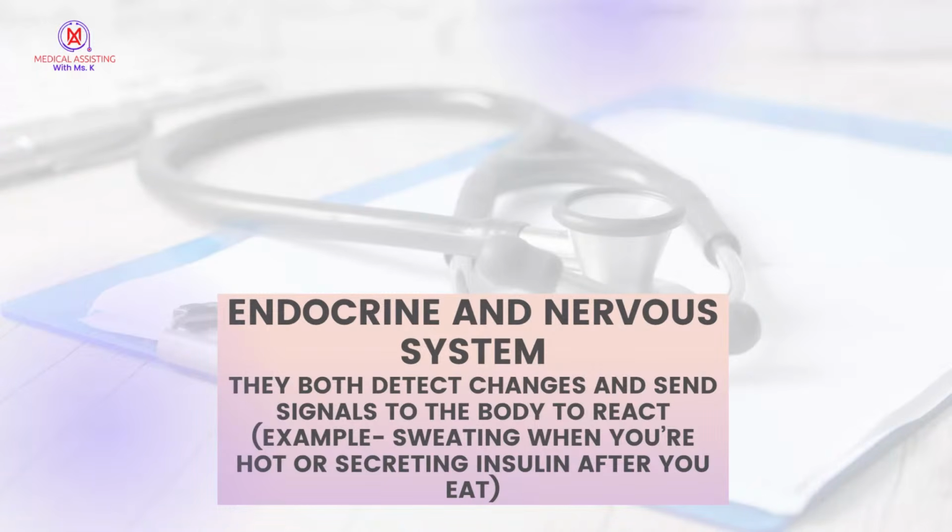So they both detect changes and send signals to the body to react. Okay. So one example is sweating when you're hot or secreting insulin after you eat. So you guys know our pancreas makes insulin. So our endocrine system is responsible for our hormones. Of course, our nervous system consists of our brain and our nerves. And so they both work together.